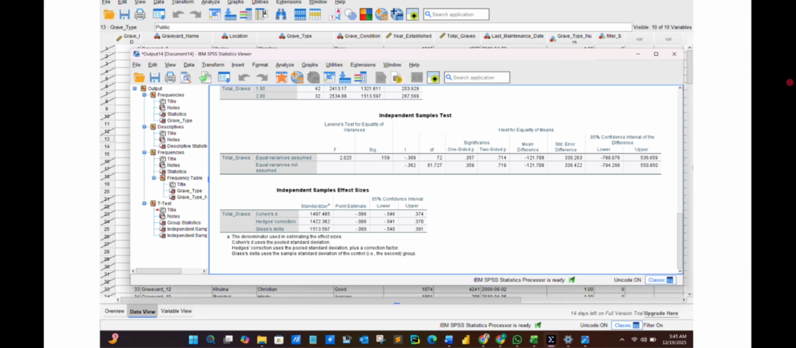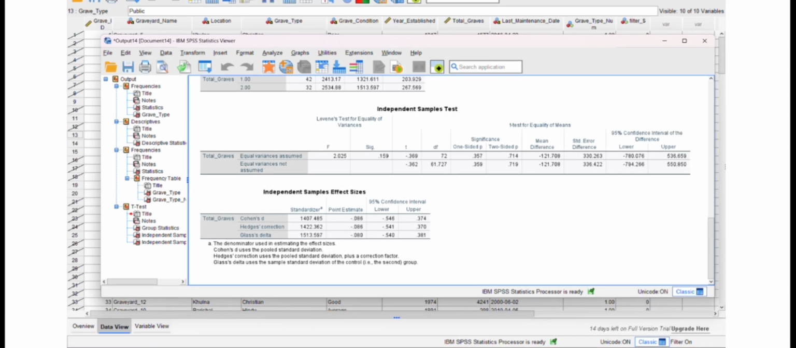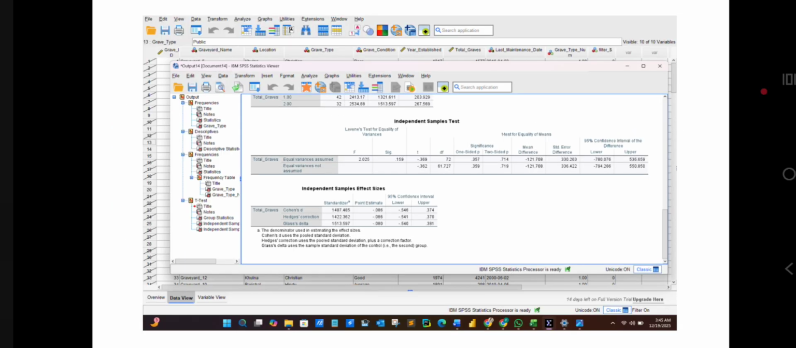The two-tailed p-value is 0.714, which is greater than 0.05. Therefore, we fail to reject the null hypothesis. This means there is no significant difference in total graves between public and private graveyards.